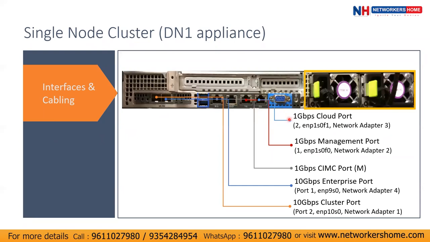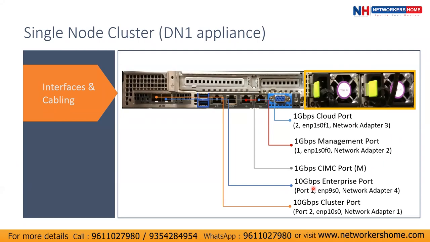So we have discussed the cloud port for cluster-related things. Then the enterprise port, this is your 10 Gbps port, and that is for your network adapter 4. This port is used to discover your devices, and with the help of this port, your DNA Center will connect to your devices. Whatever you are configuring or whatever policy you are applying will go to network devices via this port only.